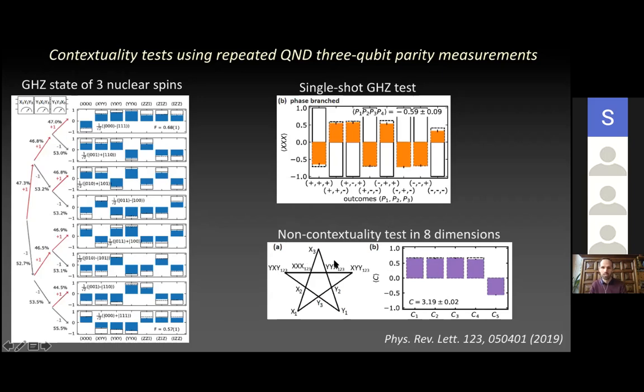And we've done one of these proposals where you basically take this, and you extend it with further measurements to do a test in 8 dimensions. And in this particular case, I'm not going to talk about that in detail. The details are in this paper, but the classical bound is 3, and we beat that bound by many standard deviations. Okay.